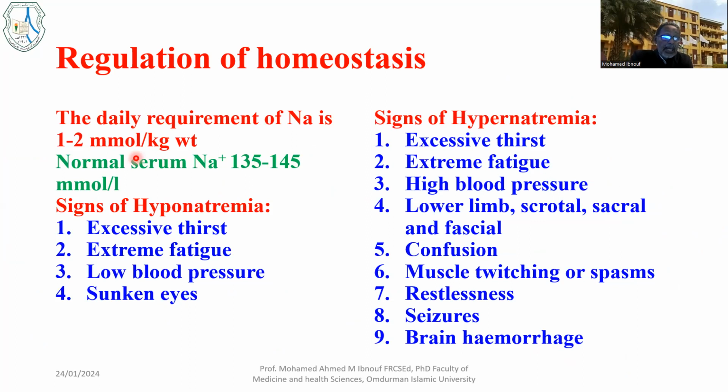The signs of hyponatremia are excessive thirst, extreme fatigue, low blood pressure, and sunken eyes. While the signs of hypernatremia are excessive thirst again and extreme fatigue again, but high blood pressure, lower limb, scrotal, sacral, and facial edema, and confusion, muscle twitching and spasm, restlessness, seizures, and brain hemorrhage.